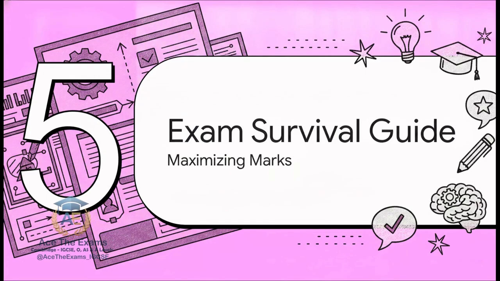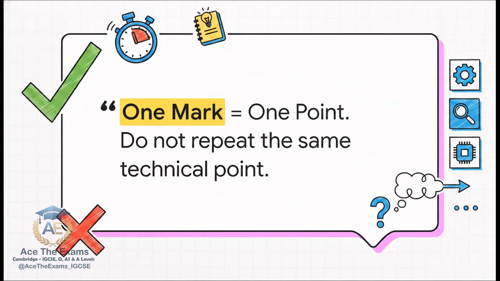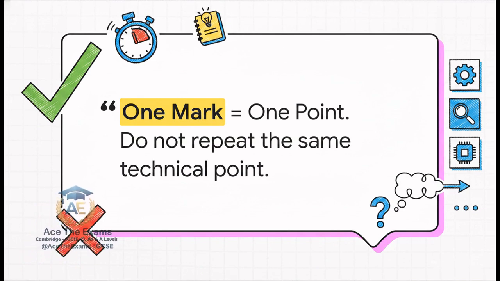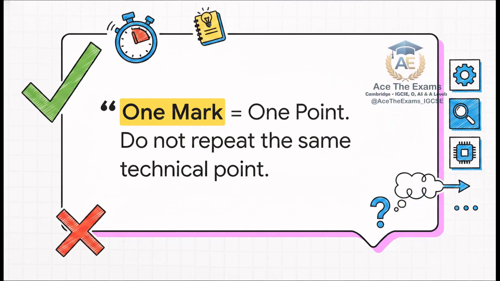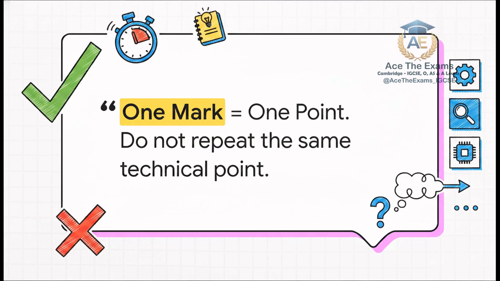Finally, we have Section 5, the Exam Survival Guide. We're bringing all these technical blueprints together for a final masterclass now. And I really need to emphasize this ultimate rule of exam survival. 1 mark equals 1 point. Waffling just wastes your time. If a question is worth 3 marks, the examiner is actively hunting for 3 distinct, separate technical concepts. Rephrasing the exact same idea 3 different ways will only ever earn you a single mark. Like I said earlier, precision is the only currency that matters.